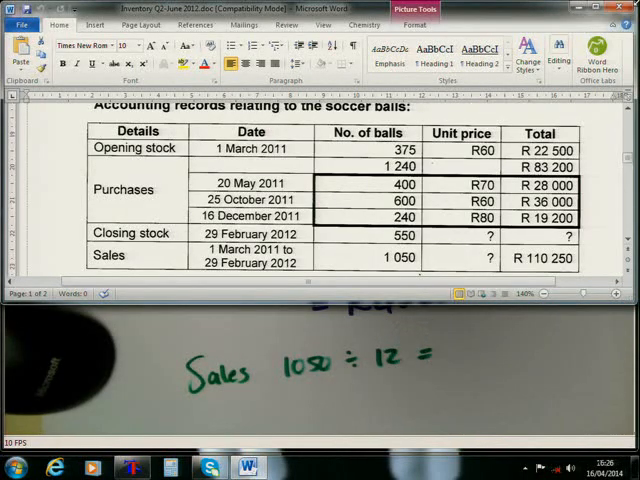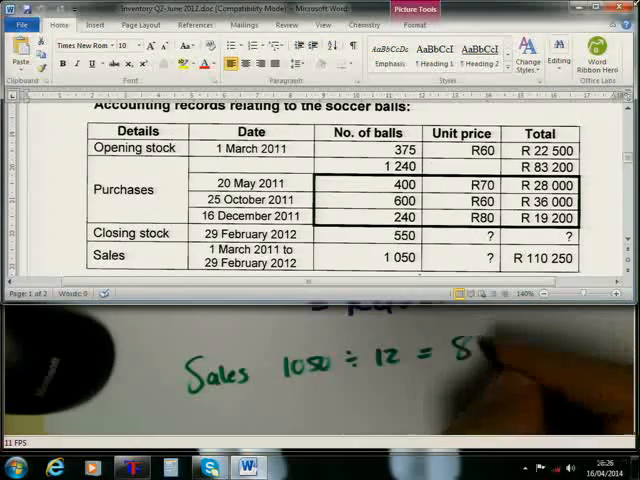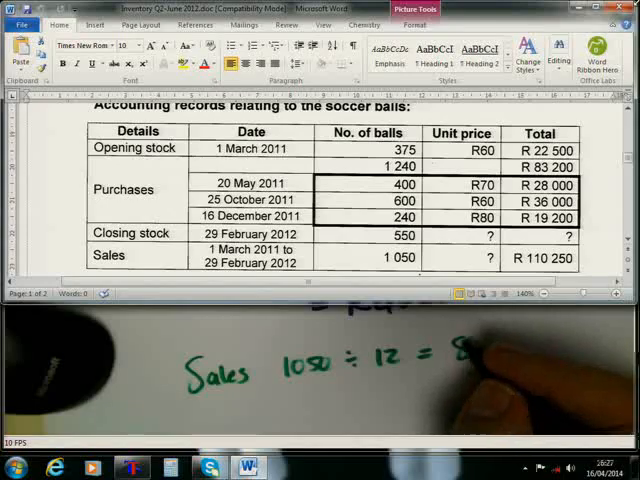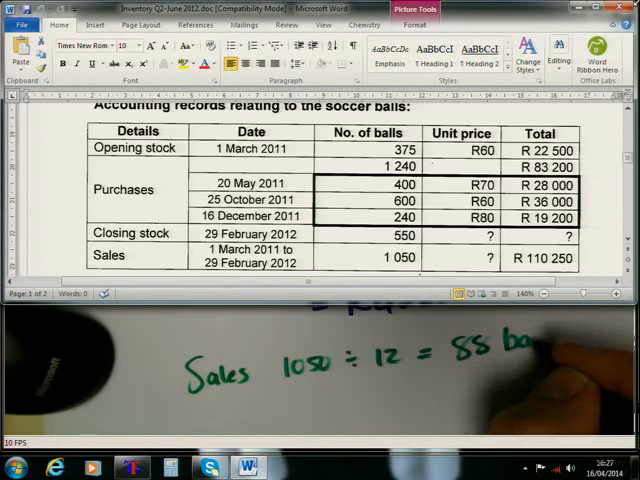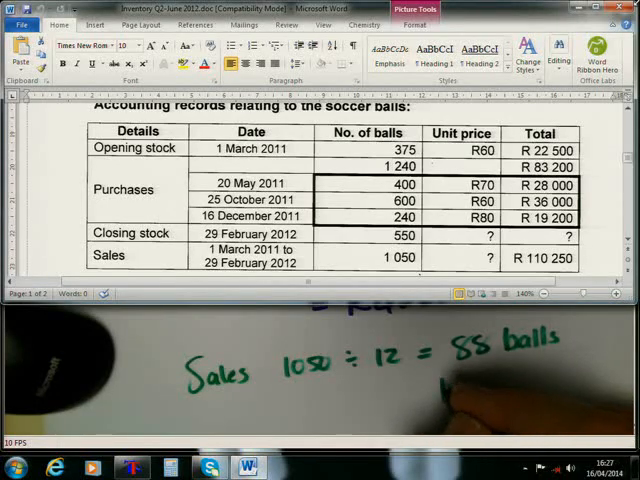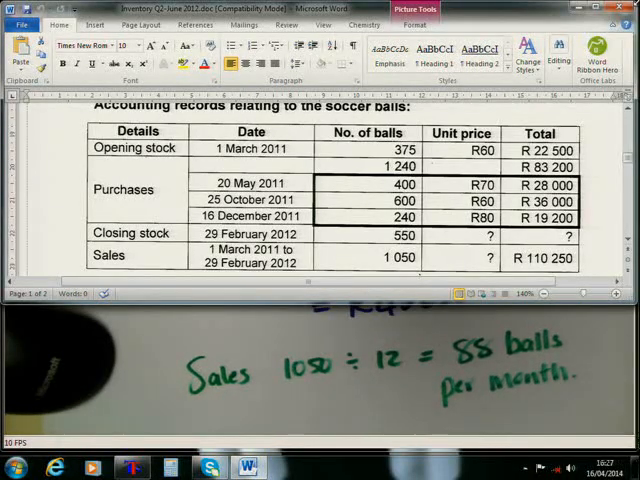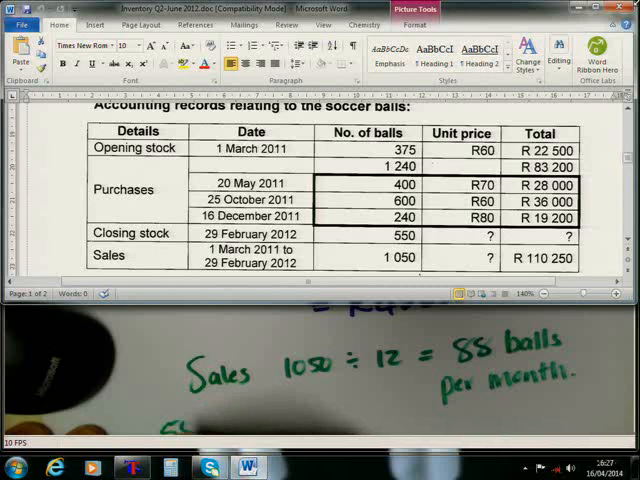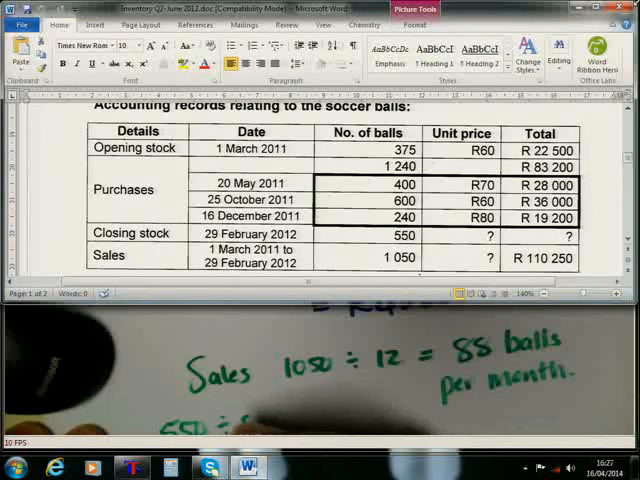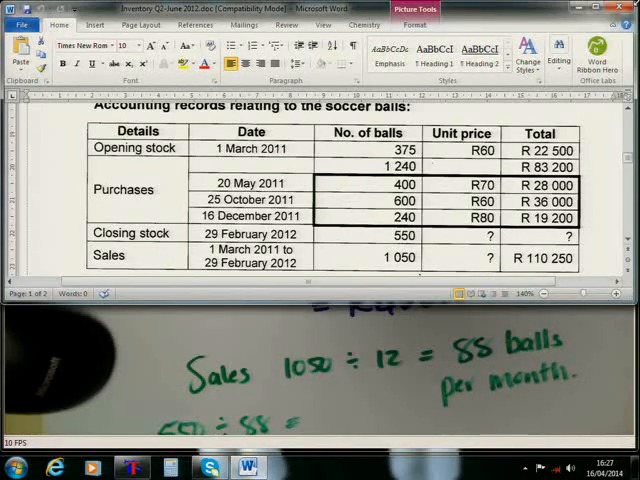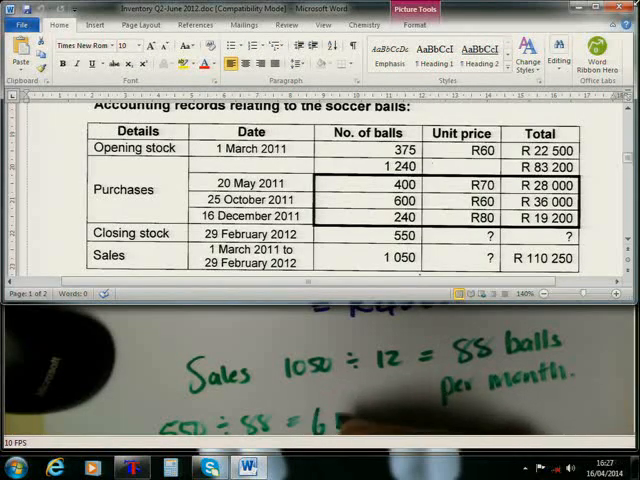So you can see that 1050 divided by 12 gives you 87,5 balls. Okay, we haven't got a 0.5 soccer ball. So that is how many balls you sell per month. And we've got 550. So now you say, okay, I've got 550 divided by 88 balls per month. 550 divided by 88. So that gives you 6,25 months.